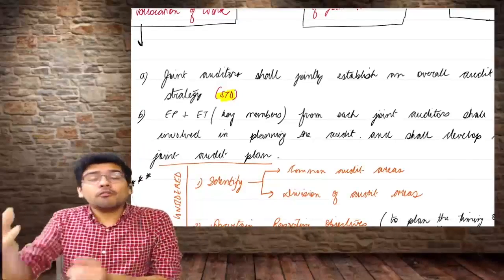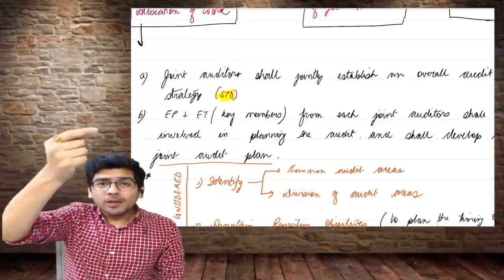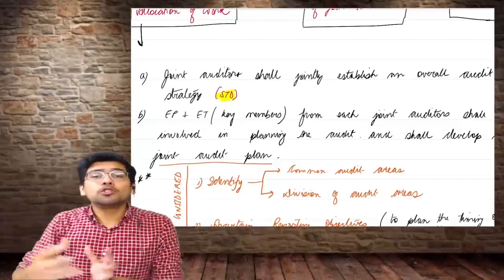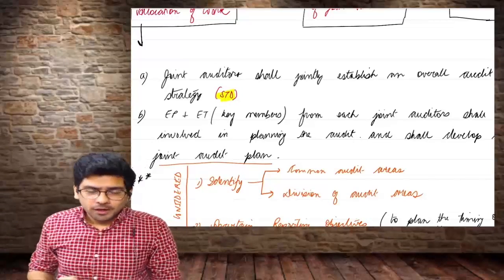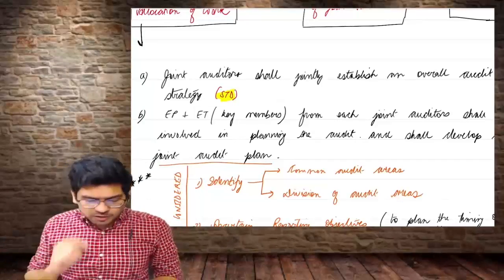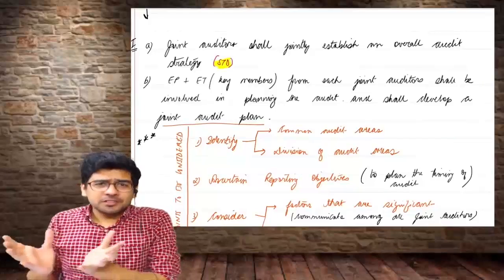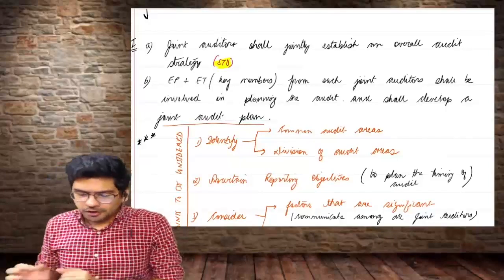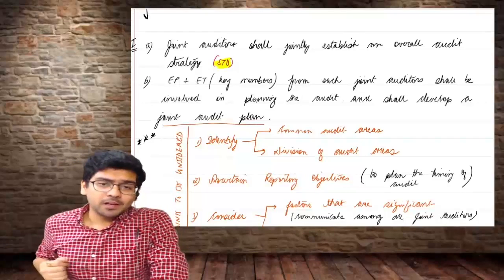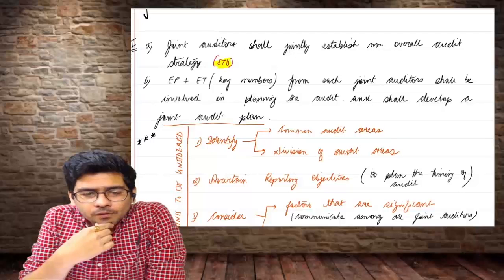Of which firm? Of all the firms, of all the joint auditors. We have 4 firms in my example. So the engagement partner from each of the firms and their respective team members are going to jointly make the audit plan. First they jointly make the audit strategy, and from the strategy comes the audit plan. So the engagement partner and the engagement team members, the key members from each joint auditor, shall be involved in planning the audit and shall develop a joint audit plan. Are you clear on this, everyone?